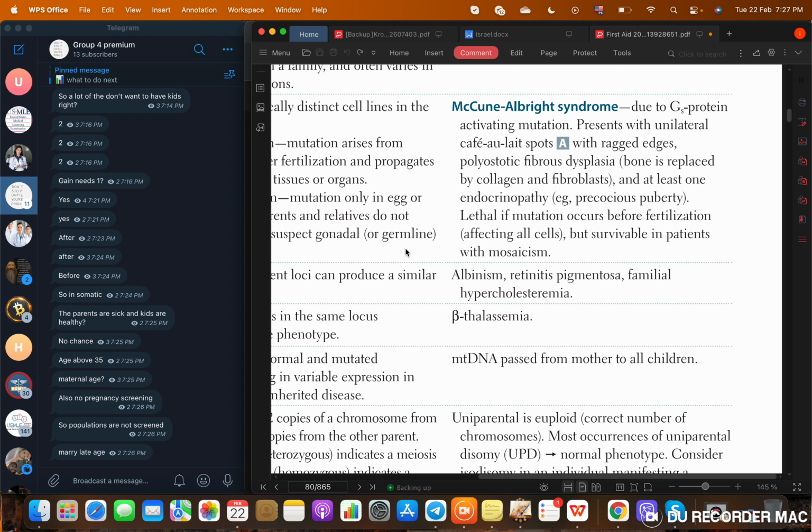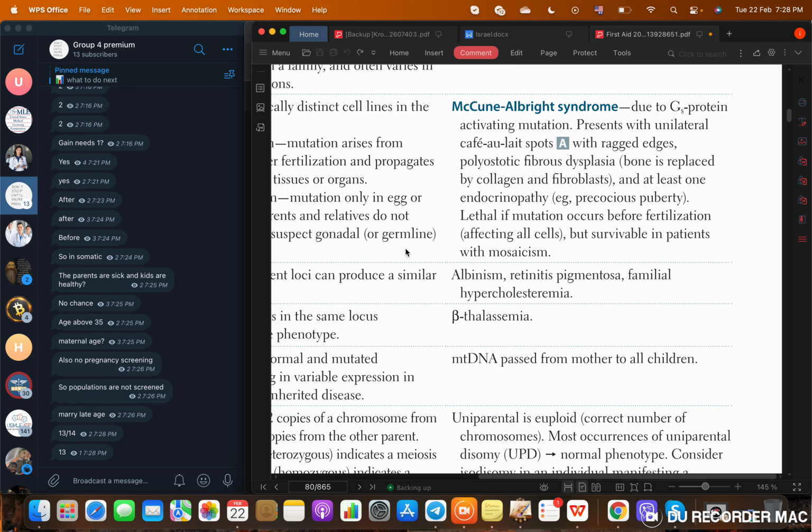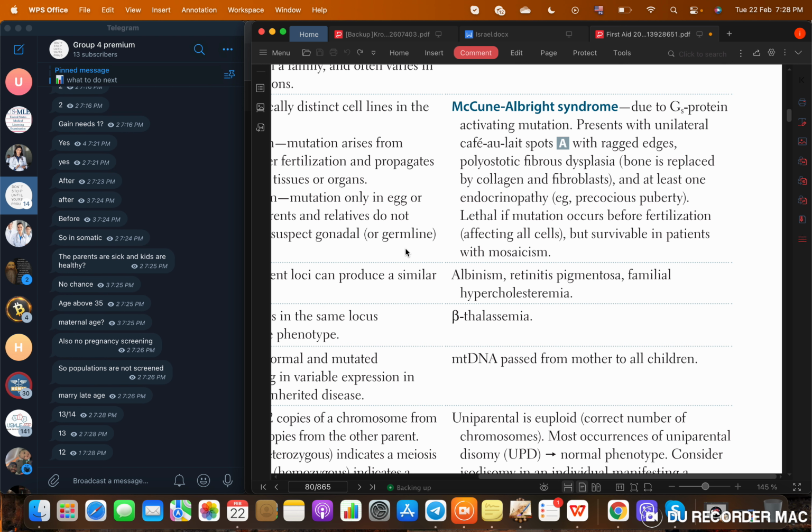And at least one endocrinopathy, oh yeah, they love this one. They are going to have something known as precocious puberty. When does a female normally have her first menstruation? When does the lady have her first? Yeah, well, it can be anything after age 12. Anything after age 12 is fine. When do we consider it to be precocious puberty? When do you think?